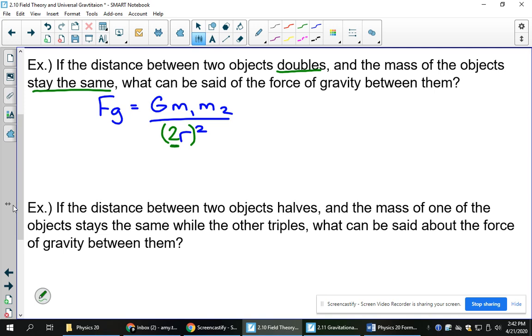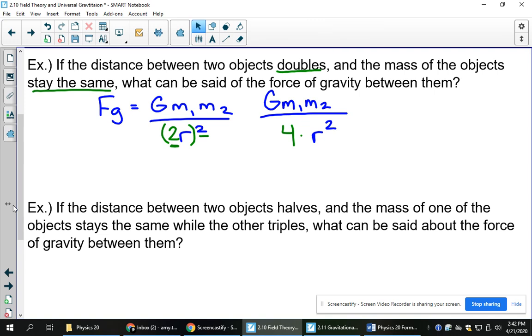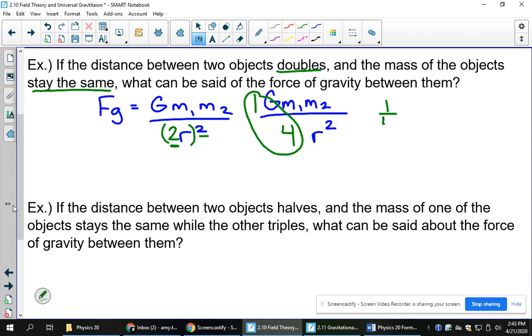Well, think about this too. The brackets are important because the 2 gets squared. 2 squared is 4, and that's multiplying by the original radius squared that would have been in the equation. The top stayed the same, and I could put a secret 1 on the top if it helps us to see what's happening. Let's bring this number out in front. It's really the number 1/4 times the original formula for Fg.